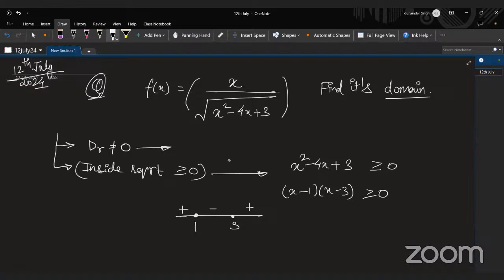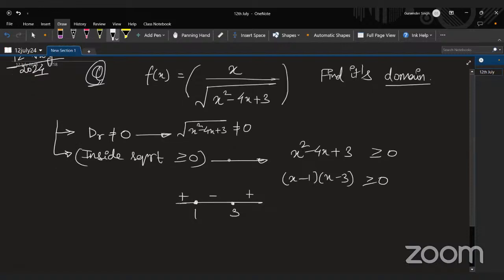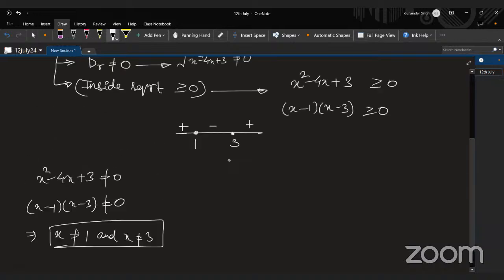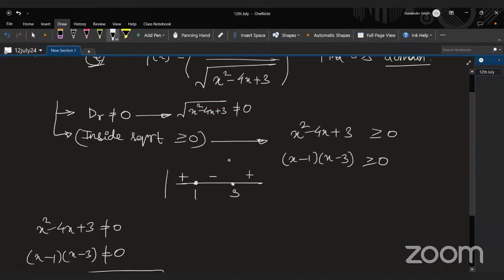Denominator can't be 0. So under root of x square minus 4x plus 3 can't be equal to 0. That means x square minus 4x plus 3 can't be equal to 0. So basically, x minus 1 multiplied by x minus 3 is not equal to 0. That means x is not equal to 1 and x is not equal to 3. So I will take the intersection of these two.